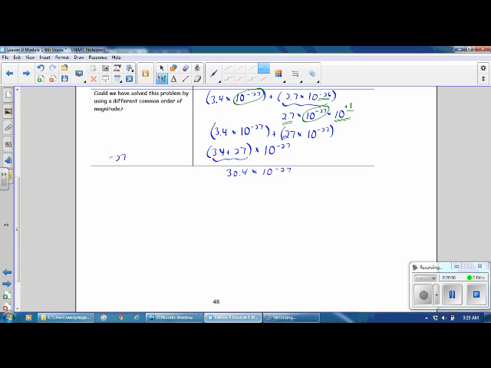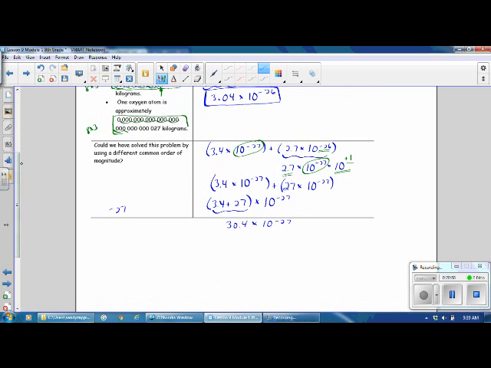Then you think, does that match what we had before? It does not match, but are they equivalent? Yes, they are. We can change this one to scientific notation so that it matches the above exponent. And we can change the order of magnitude again back to 10 to the negative 26 by moving our decimal one place. And that would give us 3.04 times 10 to the negative 26. So you do get the same answer.